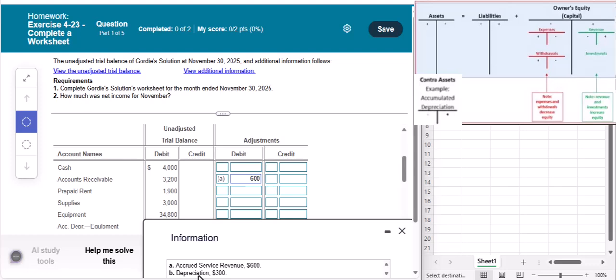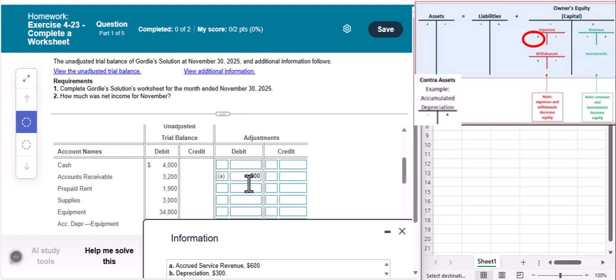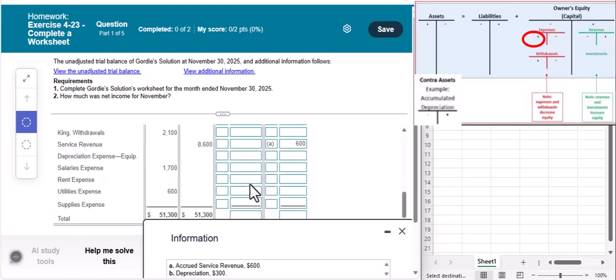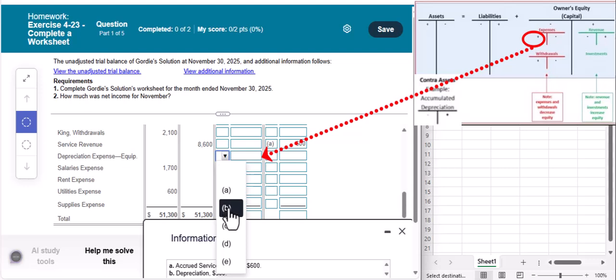So depreciation creates depreciation expense. So how do we increase an expense? With a debit. So let's scroll down to our expenses, find our depreciation expense on equipment. And since we are increasing that expense, that is a debit on the left side. So that is going to be for $300.